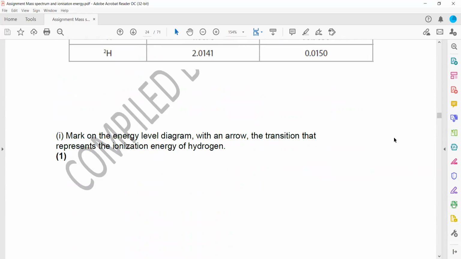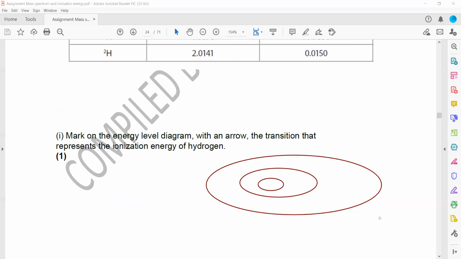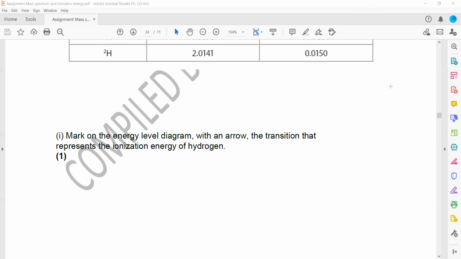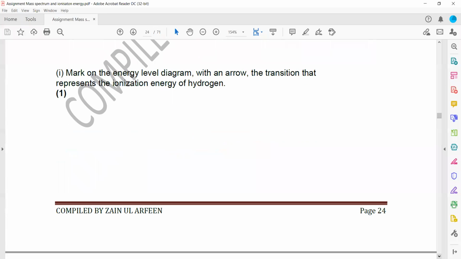Mark on the energy level diagram with an arrow the transition that represents ionization. Ionization means, when you have an atom, electrons are there. So the term ionization means removal of an electron from the atom. If we remove the electron from the atom, the electron goes outside the atom, we call that ionization. Every element has 7 shells, but the number of occupied shells is different, as we know.